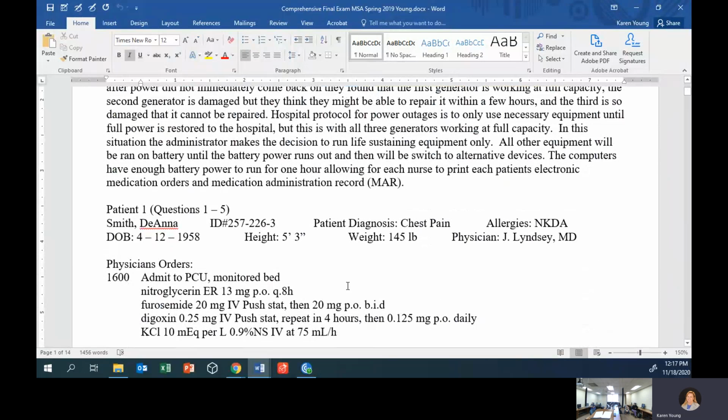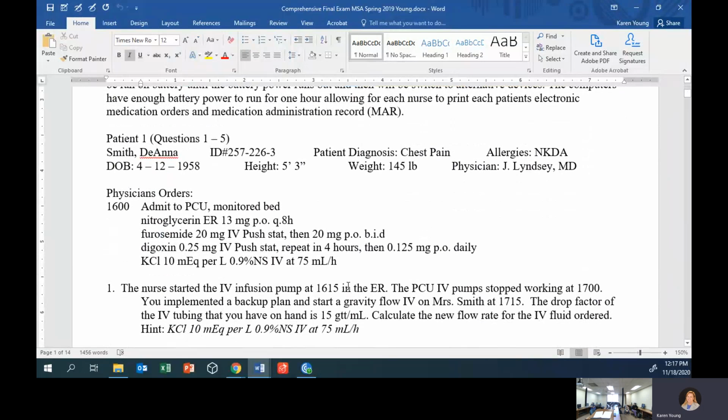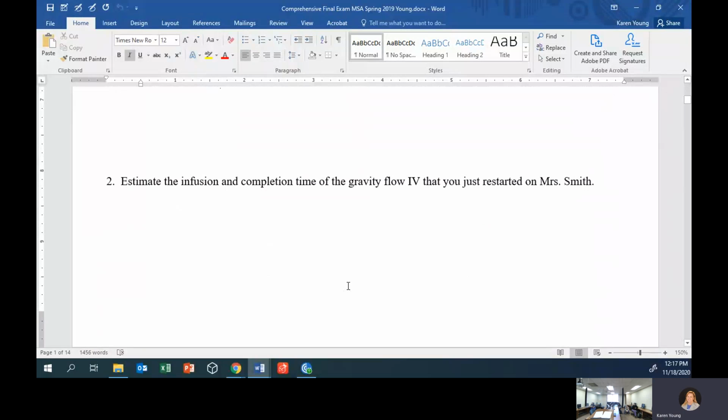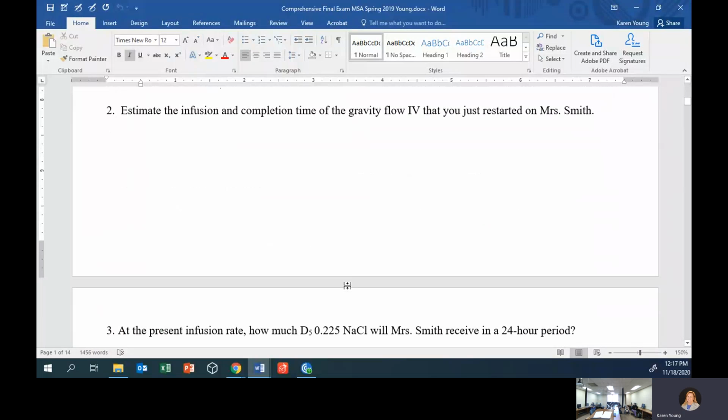If you are questioning an order, if it's not safe and you need to question the order, then email me. That would be your question for the order. And I'll tell you what to do. I'll tell you to just write, call the doctor, or I will tell you that we're verbally changing the order to whatever. Okay, and then you have a verbal order that you have to document.